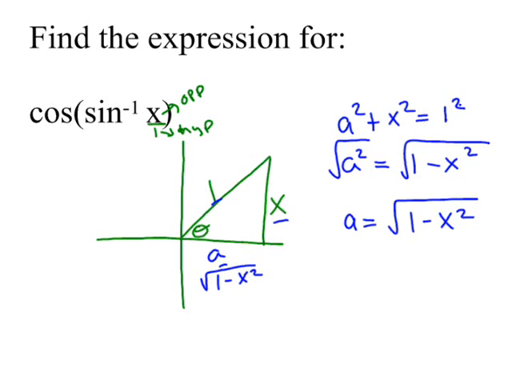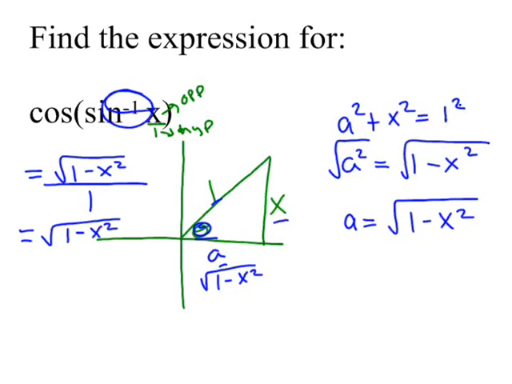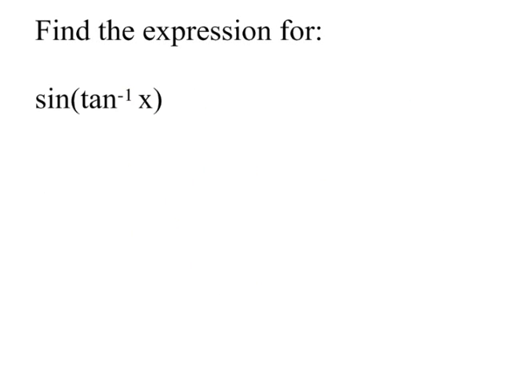And so therefore if this all would give me an angle, because anytime you take inverse, you're always getting an answer for an angle. So this would give me this angle. Now my question just is, what is cosine of theta? And hopefully you can see that cosine of theta is just going to be the adjacent side, which is what we just found out by doing the Pythagorean theorem, over the hypotenuse. And you really don't need to divide by 1, so my answer is just the square root of 1 minus x squared. Let's do the same thing, but do sine of inverse tangent of x.